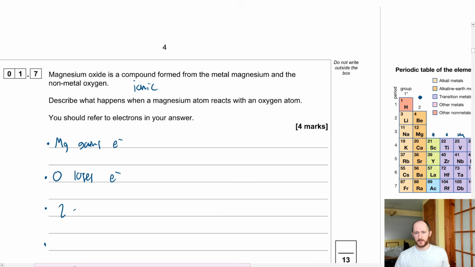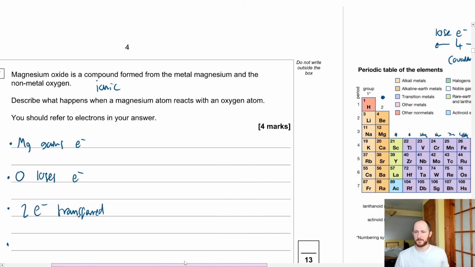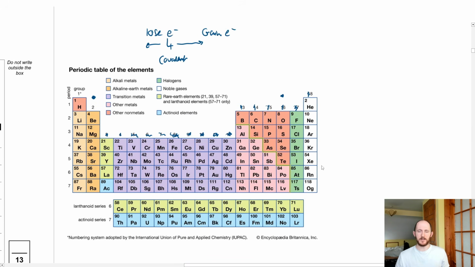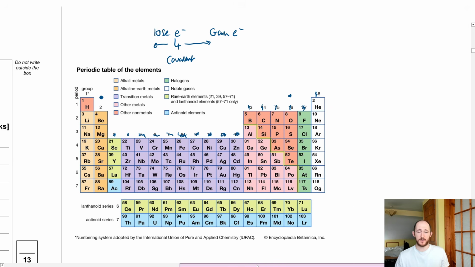So, 2 electrons are transferred. In terms of me writing e minus, for example, that is normally accepted, but you can write it out fully as electrons. That would probably be the best thing. In terms of group 8, by the way, they don't really do anything. So they don't really react at all.